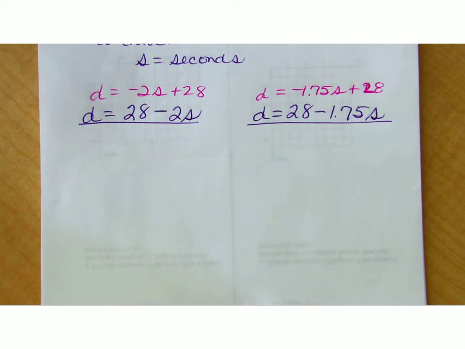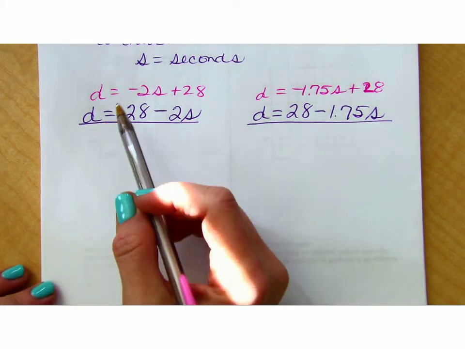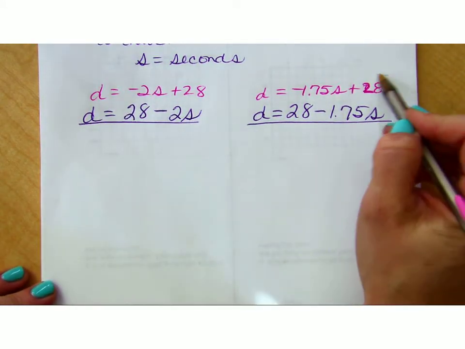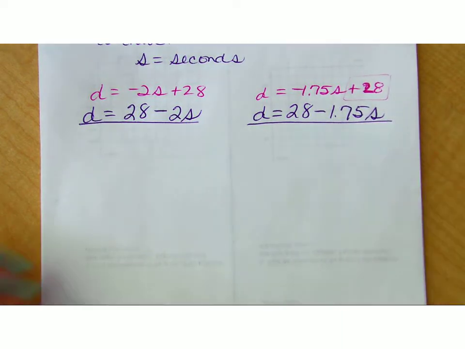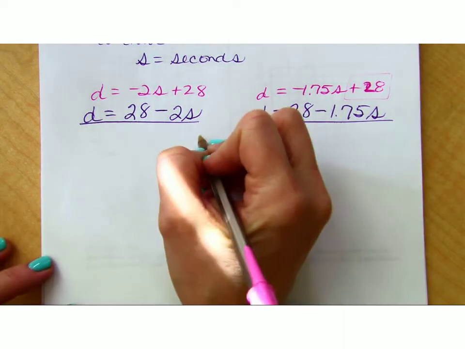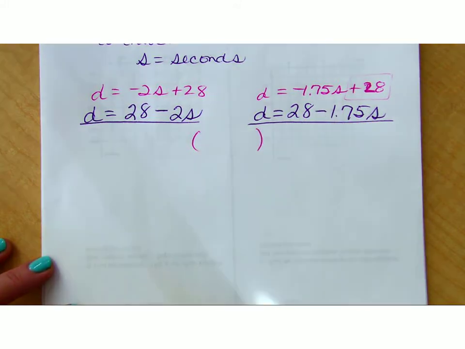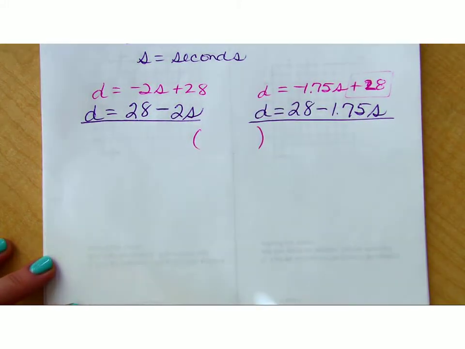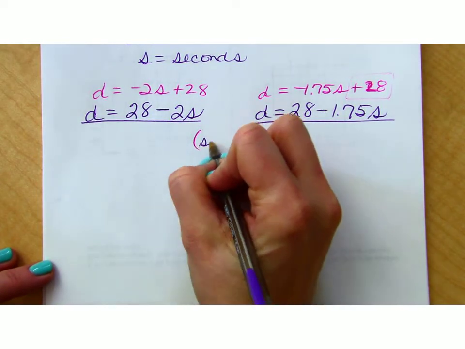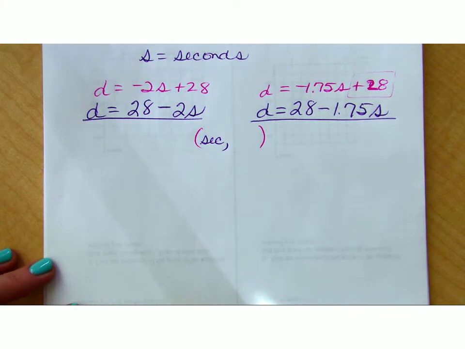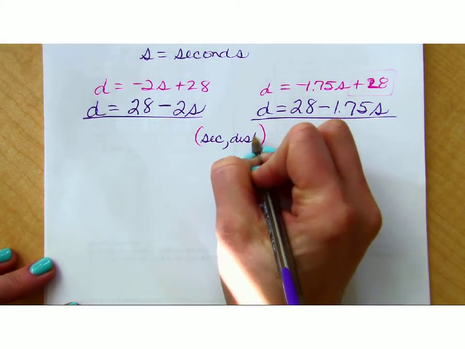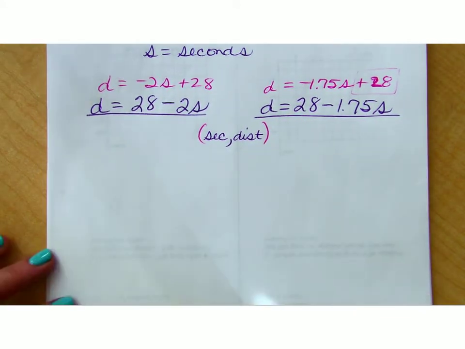I want you to think about this. This right here goes back to intercepts. So I want you to write a big ordered pair right in the middle. And that would be, time is seconds, and this is your distance, right? So let's make this ordered pair.